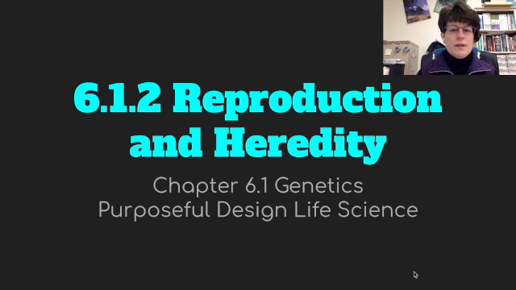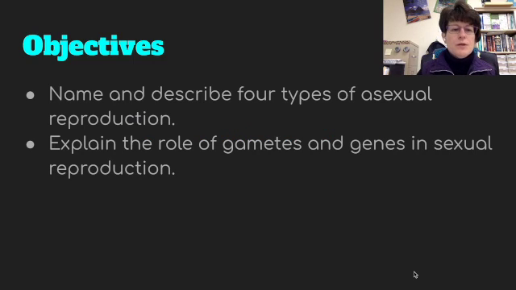Today we're going to talk about reproduction and heredity from section 6.1.2. So our objectives today are to name and describe 4 types of asexual reproduction and explain the role of gametes and genes in sexual reproduction.